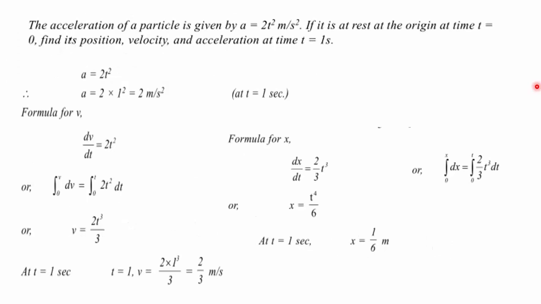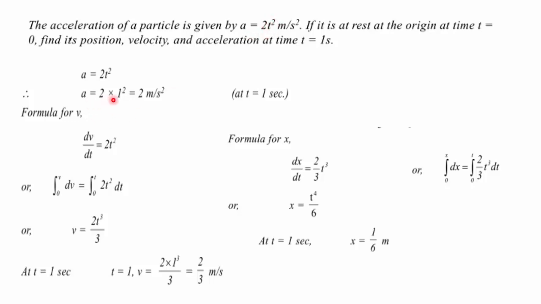We do another problem where the acceleration is a function of time, which is not constant, and it is given as acceleration equal to 2t squared. Now they are asking you that if the particle is at rest at the origin at time t equal to 0, find its position, velocity and acceleration at time t equal to 1 second. That means the particle at time t equal to 0 was at the origin at rest. So you have to find out what the particle's velocity, position and acceleration are at time 1 second.